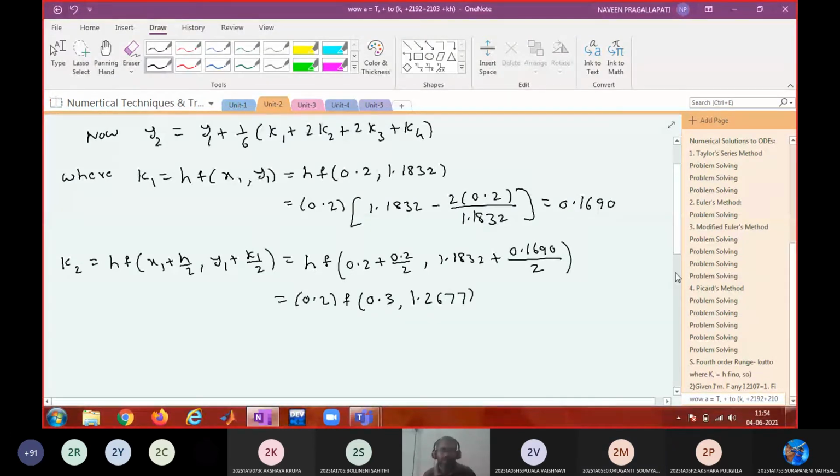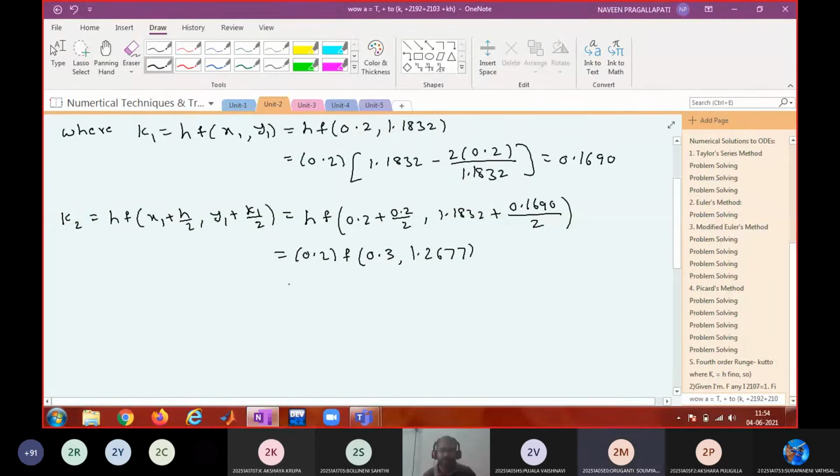1.2677. That's 77 only, no? Yes, sir. Right. So this is 0.2 into (y minus 2x by y), 1.2677 minus 2 into x, x is 0.3, by y, 1.2677. Find out.